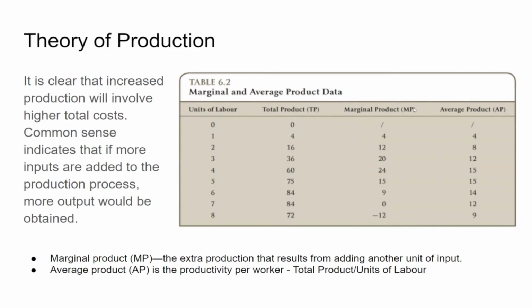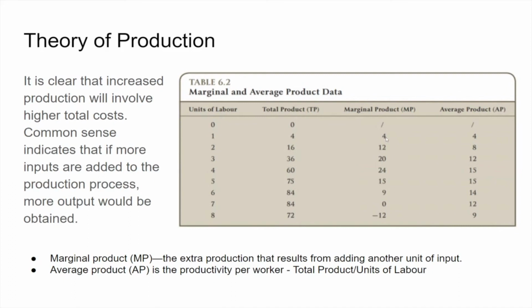We've looked at this concept of marginal analysis before. All marginal means is what's the difference between one and the other. So the marginal analysis here, we went from 0 to 4, the difference is 4. We went from 4 to 16, the difference is 12. We went from 16 to 36, the difference is 20, and so on.